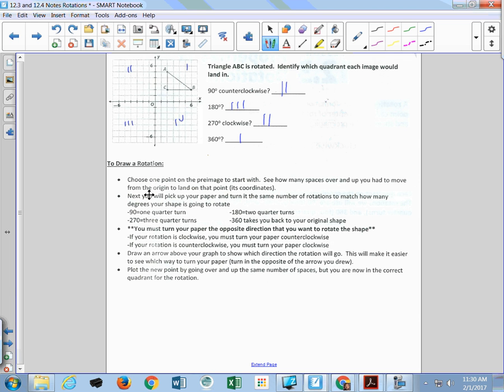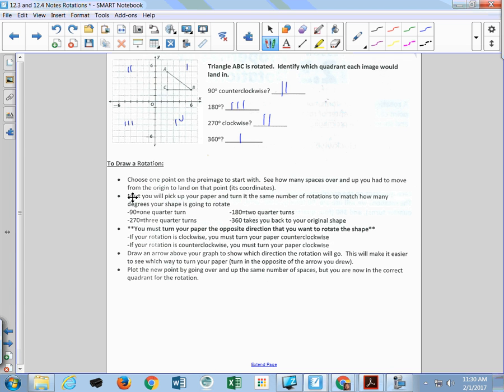All right. Next is where it kind of gets a little difficult. I'm going to show you how to draw a rotation. And these are the instructions to do so. So if you get confused, come back to these instructions and read through them carefully.